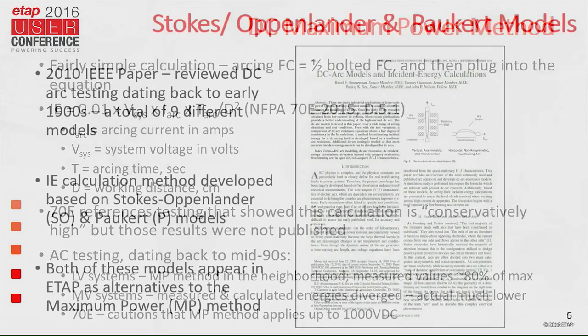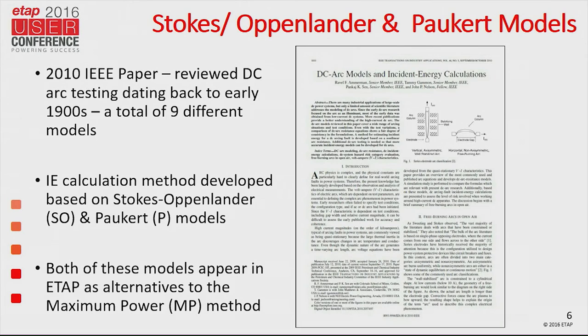Okay, let's go beyond that. Stokes and Oppenlander and Paukert, those are our other two calculation models that are out there. Stokes and Oppenlander, a couple of Australian guys. Paukert was over in Europe somewhere, Poland maybe, or Germany, I don't remember exactly. Anyway, there was a 2010 IEEE paper published that went back and reviewed arc testing, not only done by those guys, but by other groups of researchers, dating back to the early 1900s.